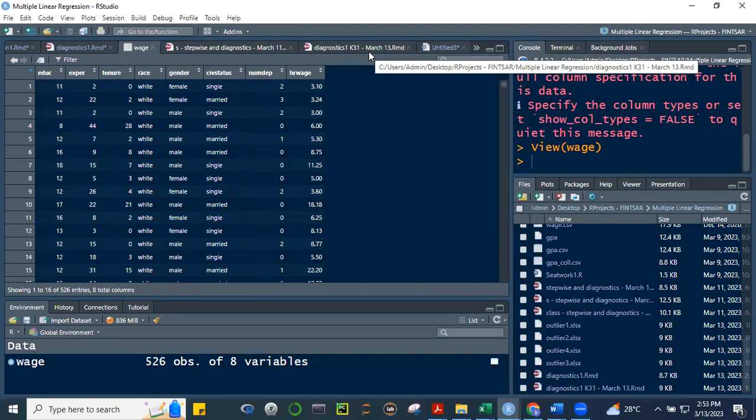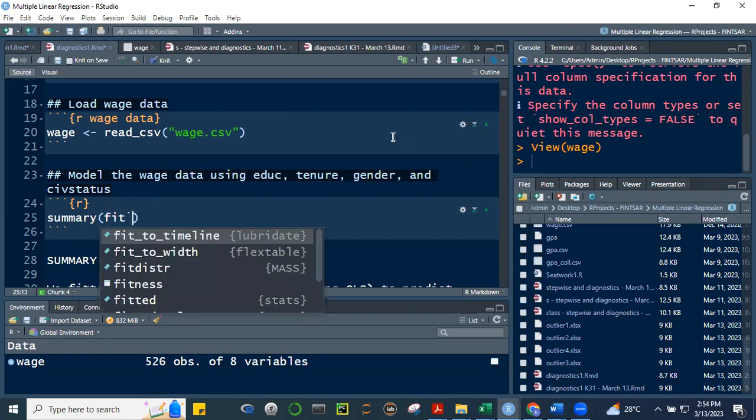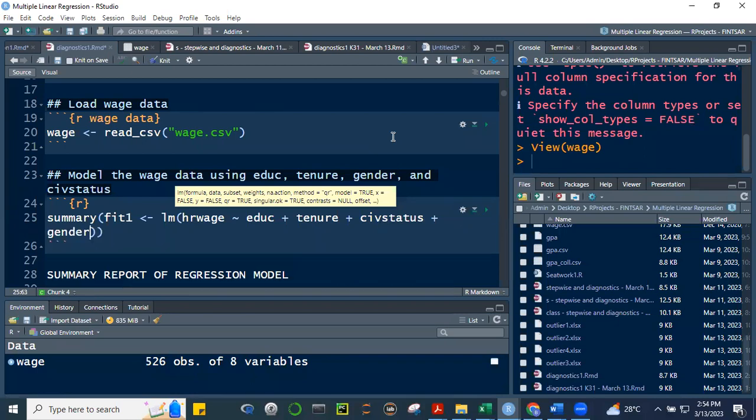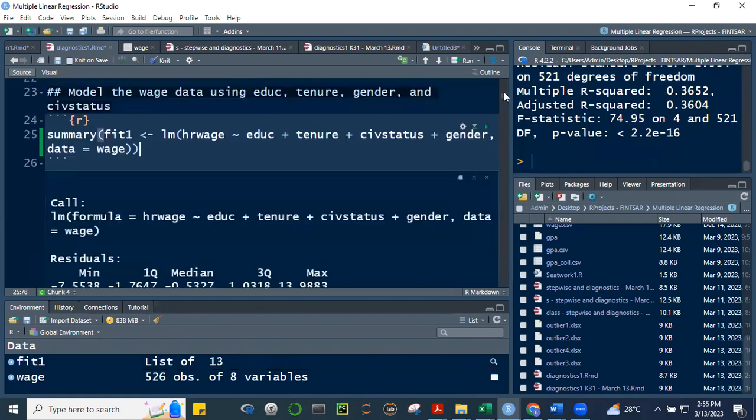We have been working on this data for some time now. From your OLSRR last time, we learned the significant predictors based on a stepwise regression, so let's model that. Let's summarize. Let's call it just fit1 for our model, and lm, regress hourly wage on education plus tenure plus civil status plus gender, data is equal to wage. So we summarize and then generate this output.